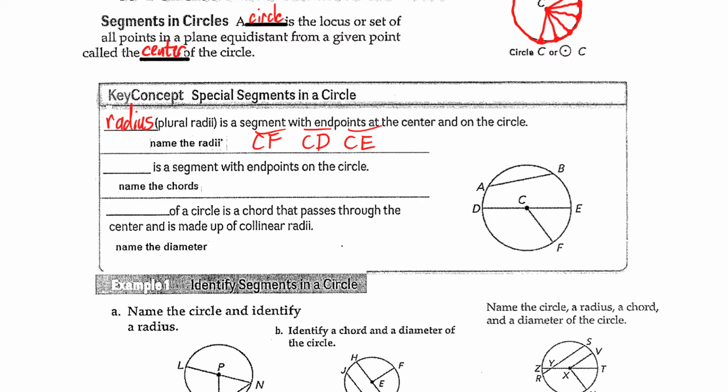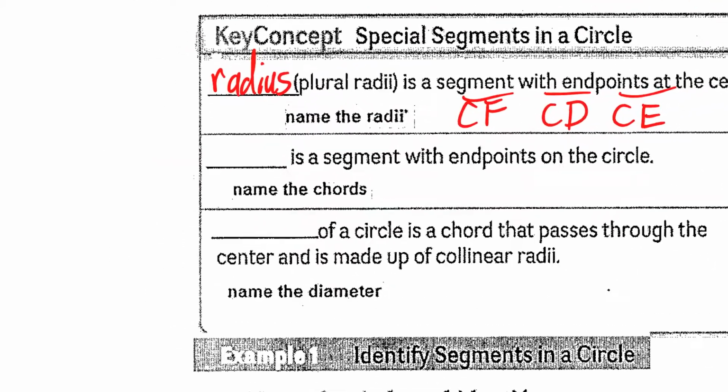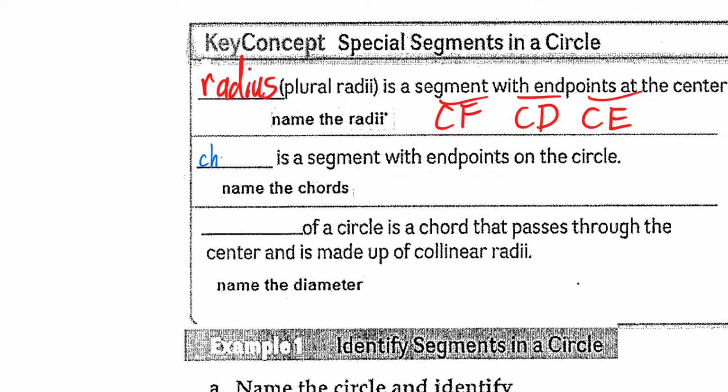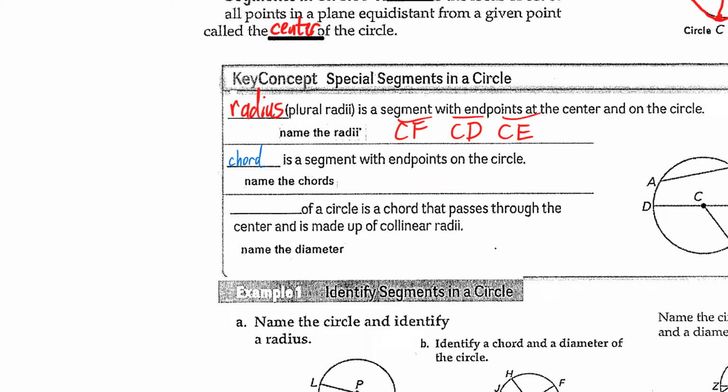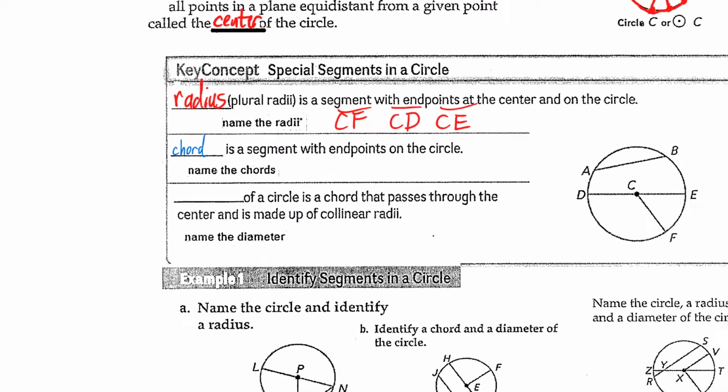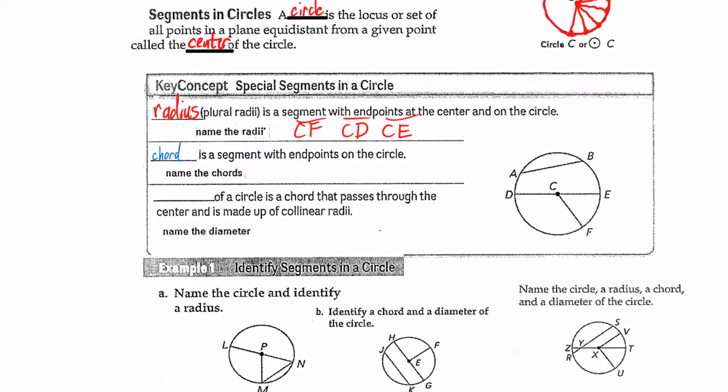Okay? All right, next one. You probably haven't heard of this word within this context, but this is a chord. A chord is a segment with endpoints on the circle. So what it means is that this segment starts and ends on the edge of the circle. It can go through the middle, but it doesn't have to go through the middle. But it does start and stop on the edges of the circle.